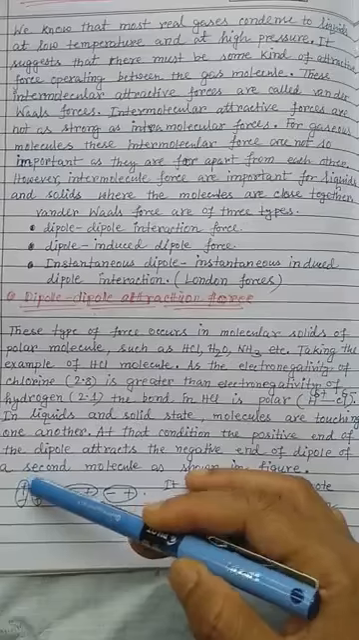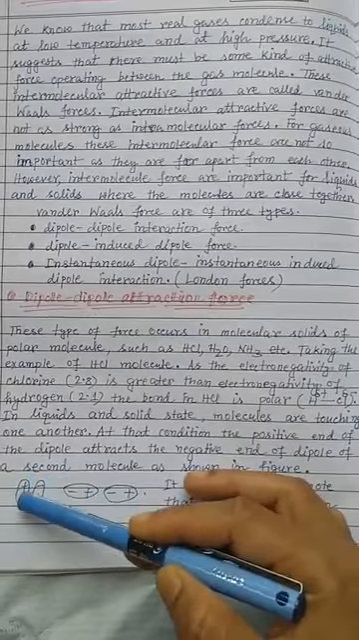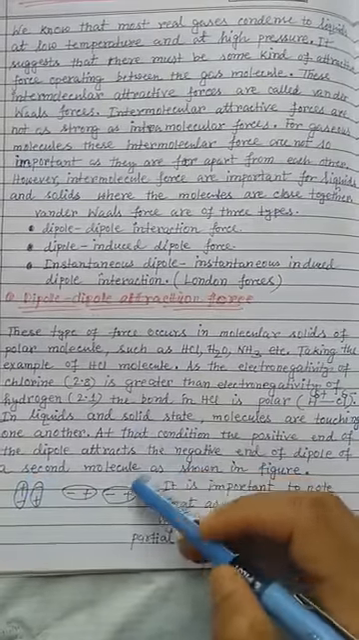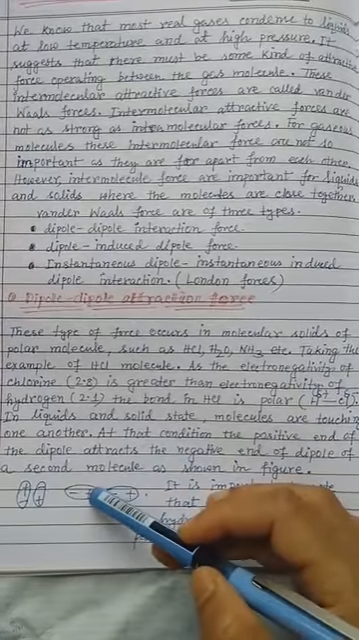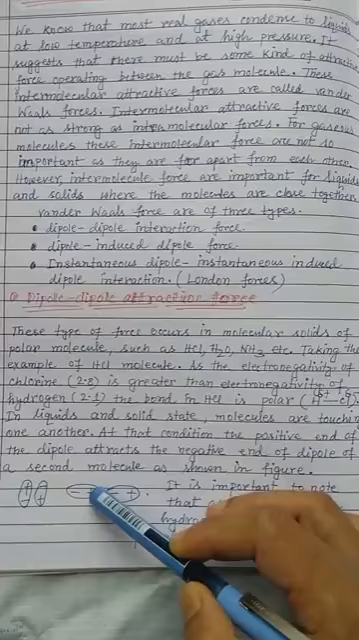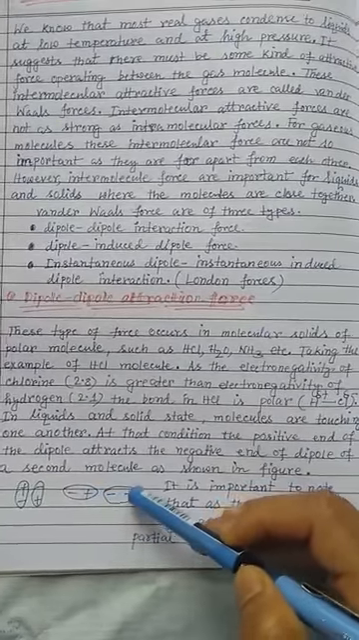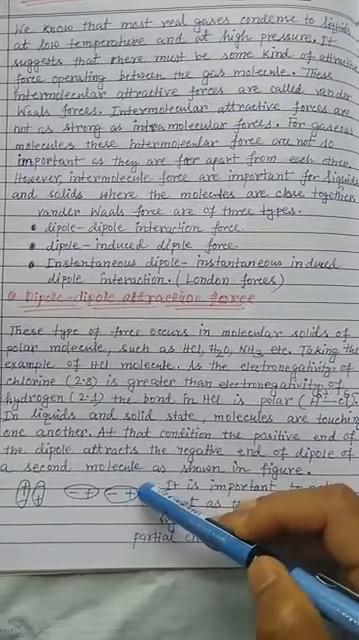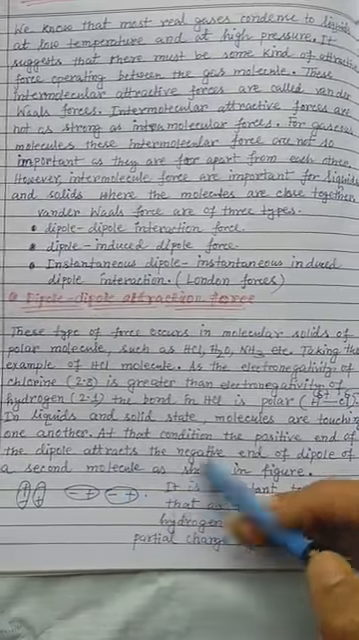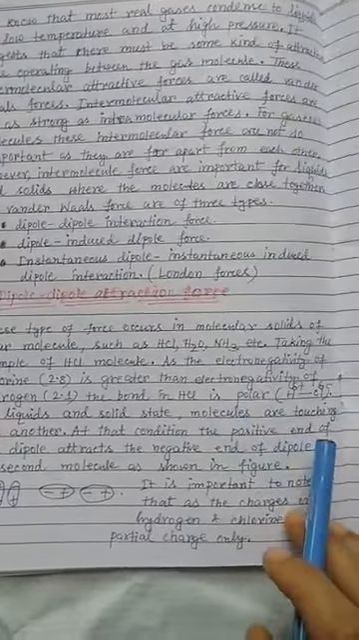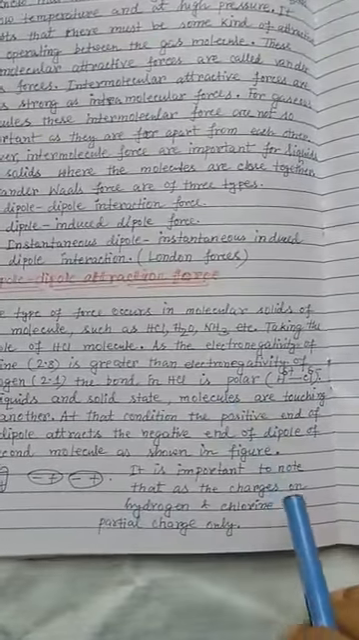Means the positive end is attracted in this fashion and the negative end is attracted in this way, or it can attract it in this fashion. The positive end of one molecule or dipole attracts the negative end of a second dipole, and this molecular positive dipole also attracts the negative dipole of the second molecule in the same way. So this will continue through the entire molecular system.